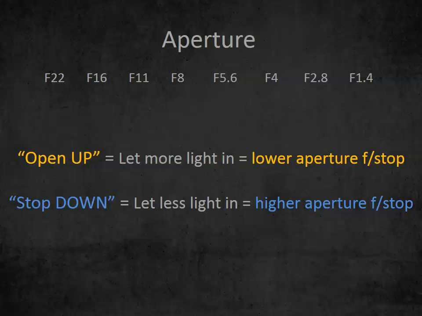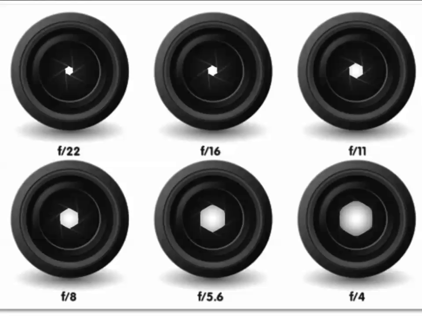So if the meter is saying we don't have enough light and we're going to open up, it's going to a smaller number on the aperture. It's letting more light in. Or going to stop down, it's letting less light in. So here's an example of some lenses. You can see where they're opening up. F4 letting a lot more light in than F22.